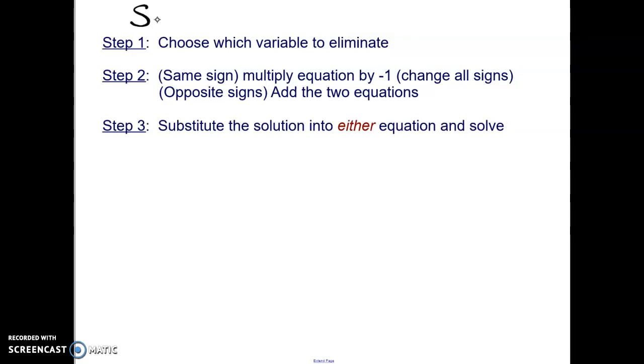We'll add another step tomorrow, but these are the basic steps. You choose which variable to eliminate. If they have the same sign, multiply an equation by negative 1, which just means change all the signs. If they have opposite signs, or once they have opposite signs, then you add the two equations. Finally, you substitute the solution into either equation and solve for the other variable.